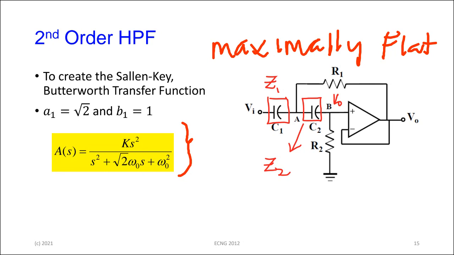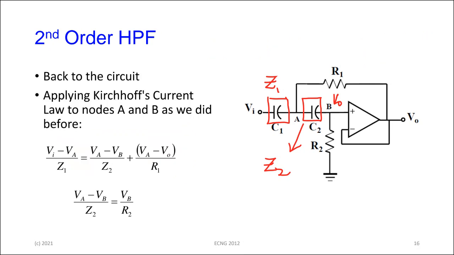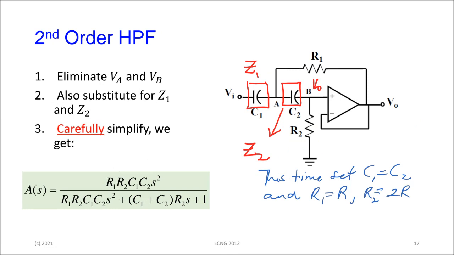So when you do that, you get a second order high pass filter transfer function that looks like that equation there. And then we're going to move to the circuit that we have and do the same sort of circuit analysis that we did for the low pass case. So you use Kirchhoff's current law, the currents into the nodes equal to the currents going out. And again, if you do that and simplify, then we get this equation down here.